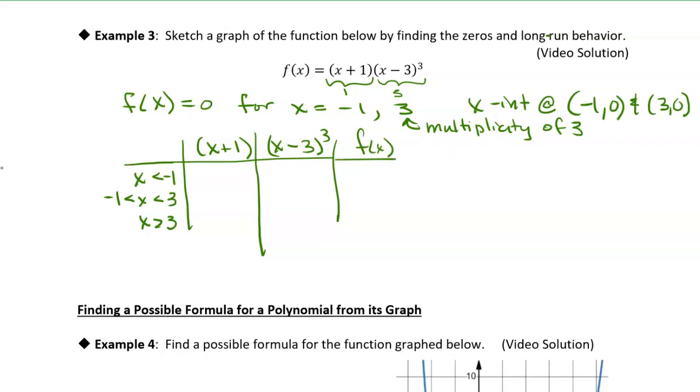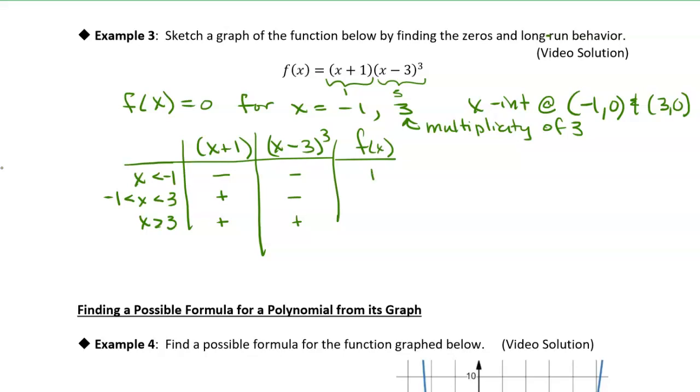All right. So when x is less than -1, right? So like maybe -5, then this x plus 1 is negative. Now, when x is greater than -1, this factor is going to be positive. For the next factor, it's not going to be positive until x is greater than 3. So it's going to be negative when x is less than 3. So now we can find the sign of the overall function.